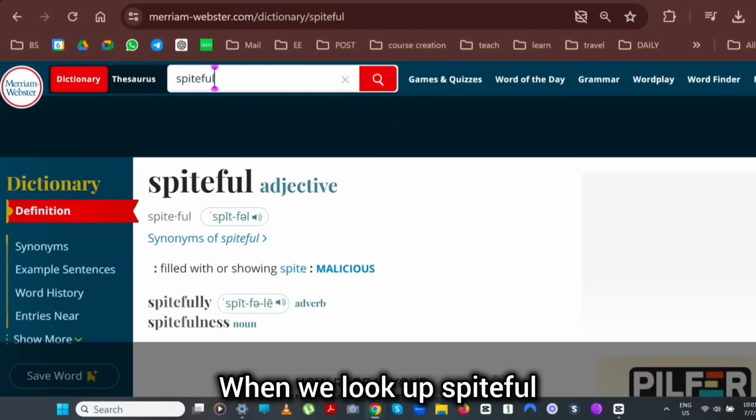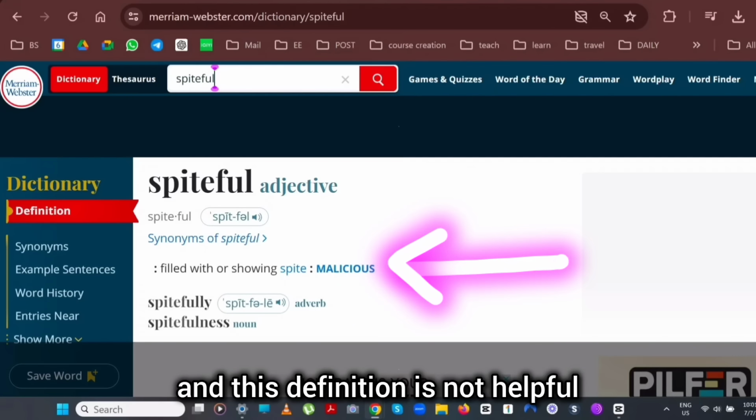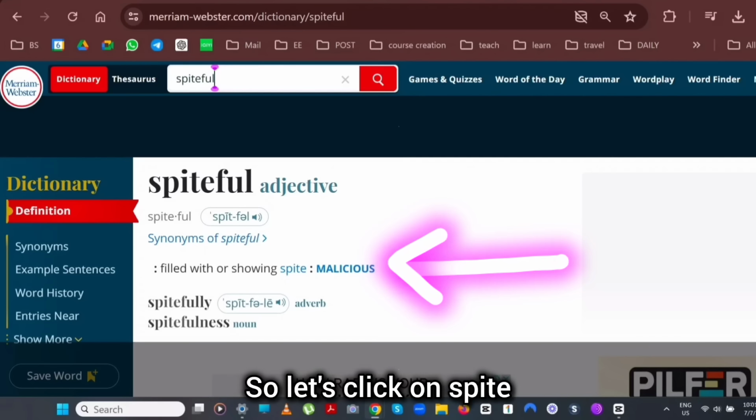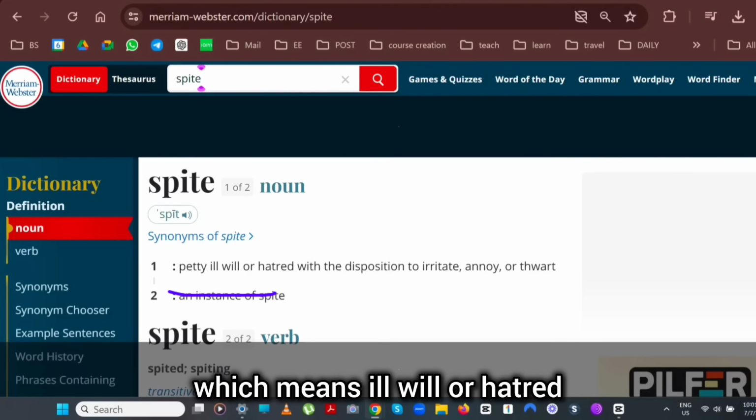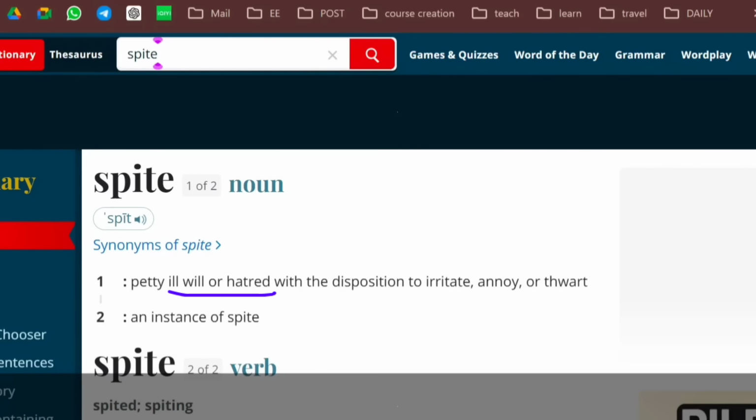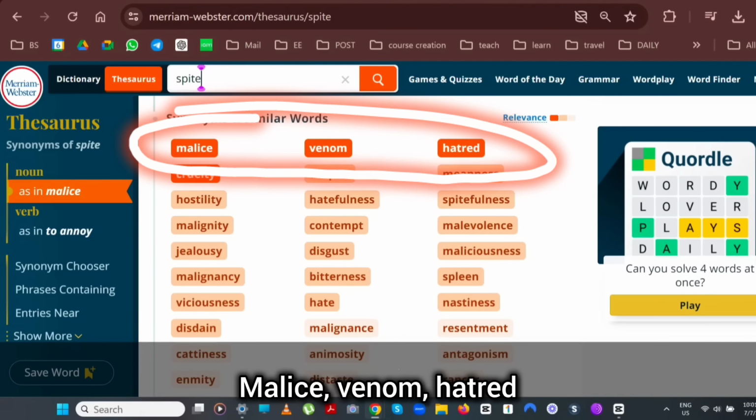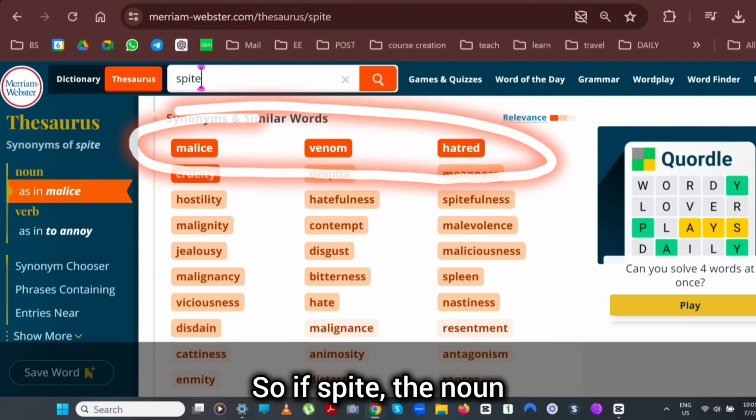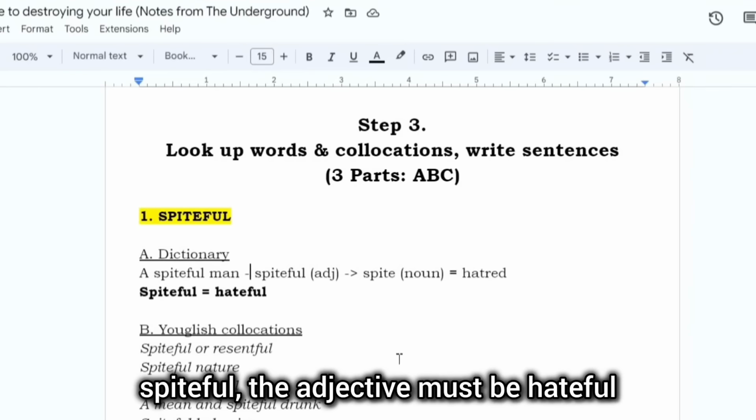When we look up spiteful, we see that it's an adjective, and this definition is not helpful because it just says filled with or showing spite. So let's click on spite, and we see that it's a noun, which means ill will or hatred. Okay, so let's check some synonyms. Malice, venom, hatred. Hatred is coming up again. So if spite, the noun, is hatred, spiteful, the adjective, must be hateful.